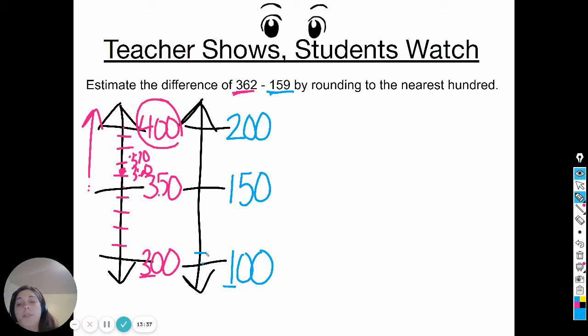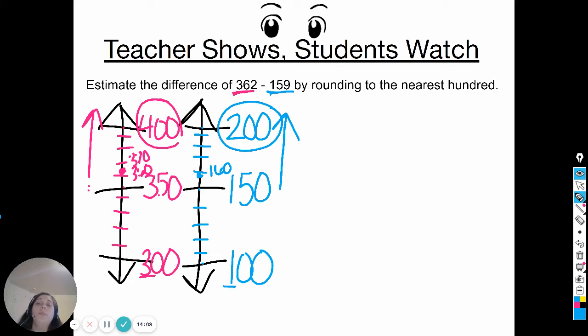100, 110, 120, 130, 140, 150, 160, 170, 180, 190, 200. 159 I know is right before 160, and it's after 150, so I plot my point there, which I see is also above the halfway point, so I round up to 200.